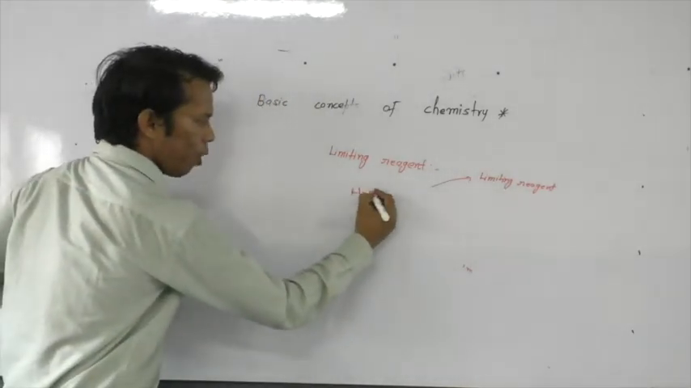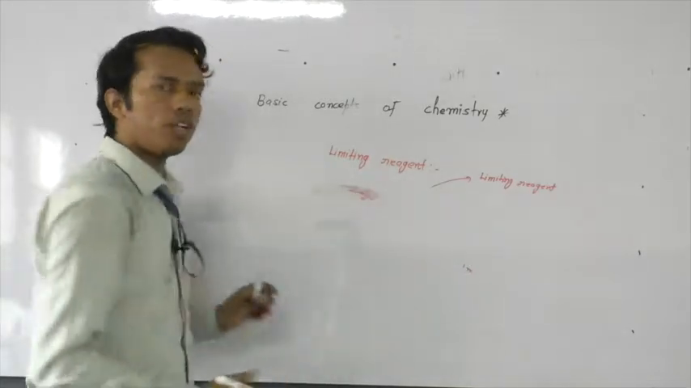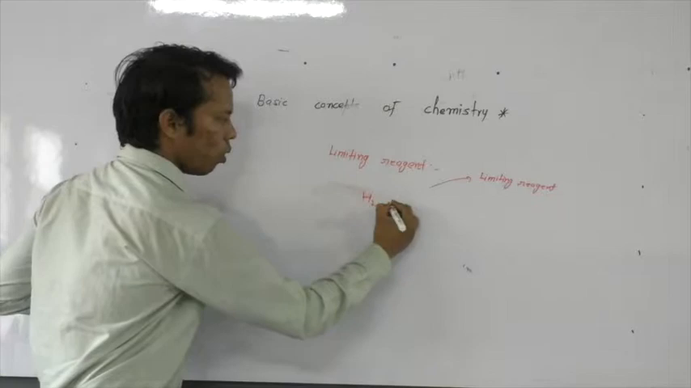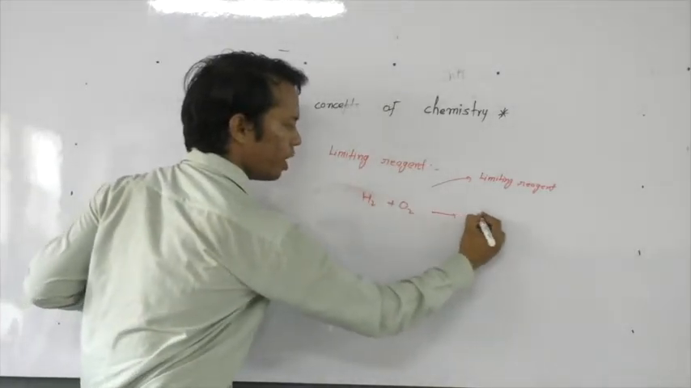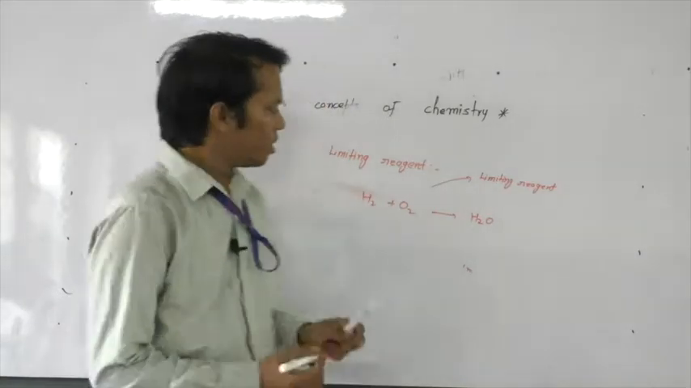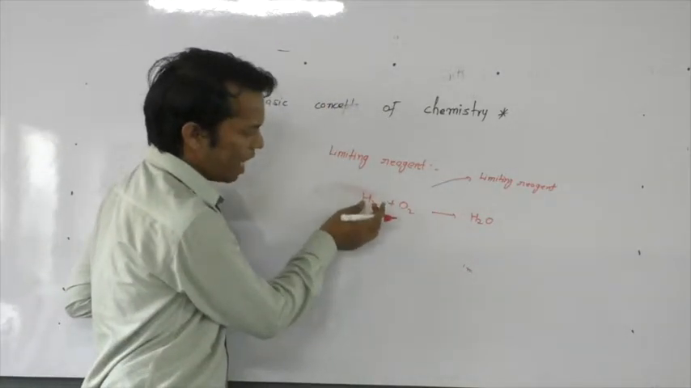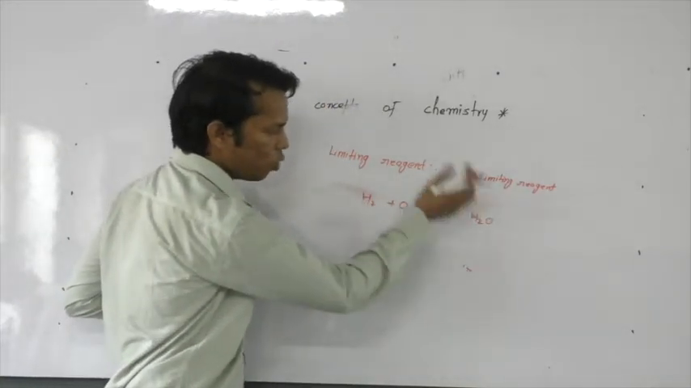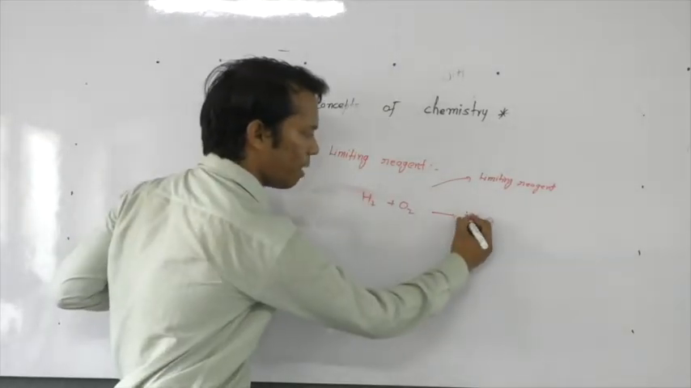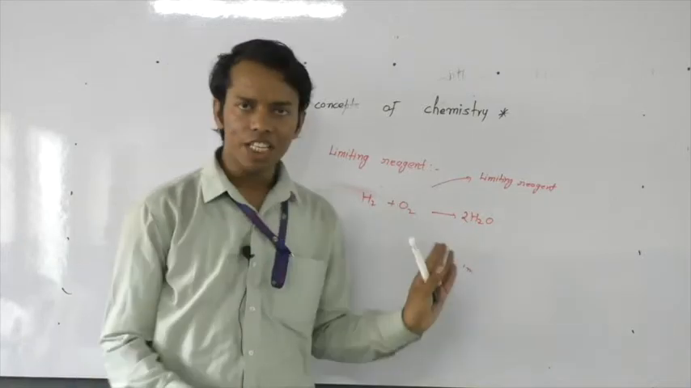For example, formation of water from hydrogen and oxygen gas. H2 plus O2 will give you what? H2O. Question is, can you balance this chemical equation? See, how many hydrogen is here? 2 hydrogen. How many hydrogen here? 2 hydrogen. Here 2 oxygen, while here only 1 oxygen. So you have to multiply by 2. Correct?